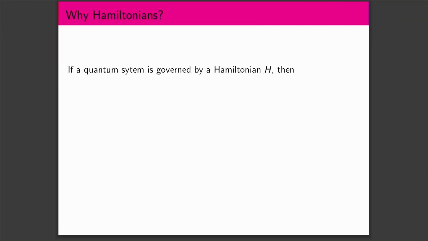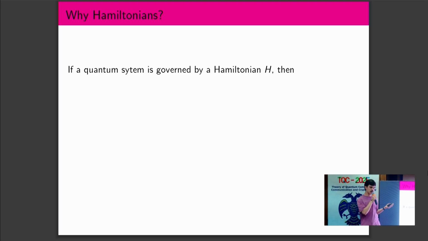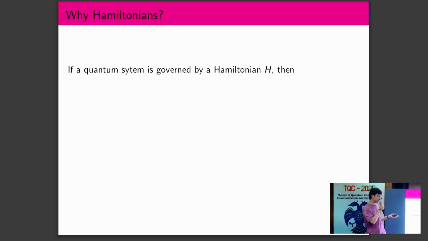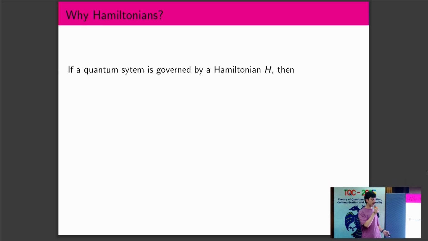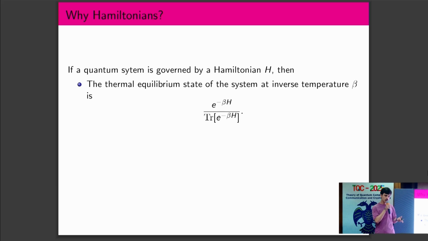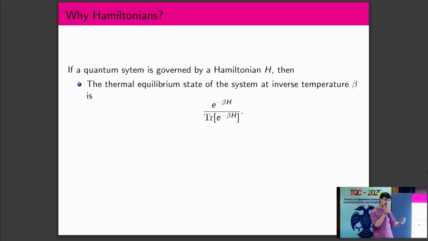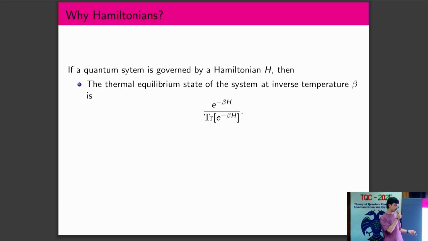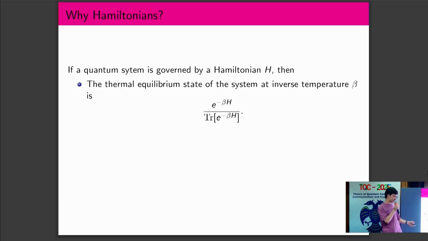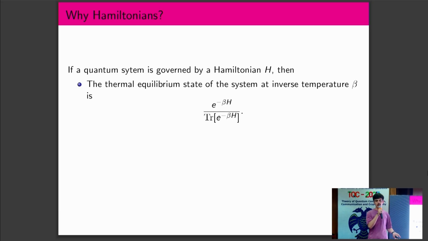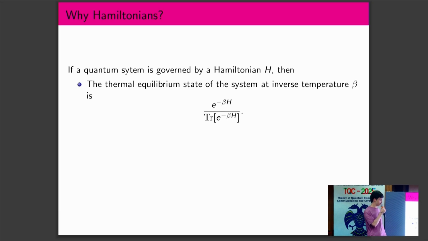So first of all, let me tell you why we care about Hamiltonians. Hamiltonians are important because they govern some aspects of quantum systems. Say that the Hamiltonian H is governing a quantum system; what we mean by this is that it implies some properties of the system. In particular, when the system is at thermal equilibrium at inverse temperature beta, the state of the system is given by the Gibbs state determined by the Hamiltonian, which is just this state. So somehow understanding a Hamiltonian implies understanding a quantum system in thermal equilibrium.